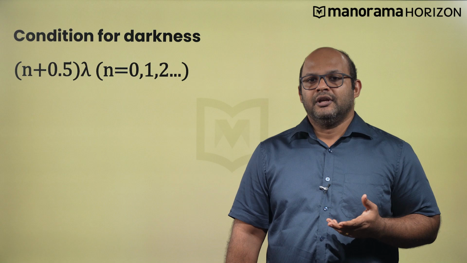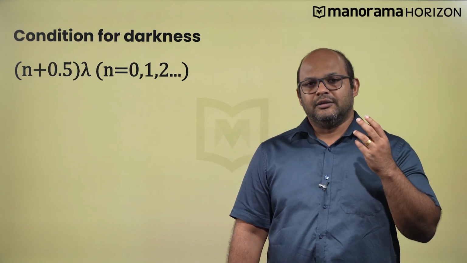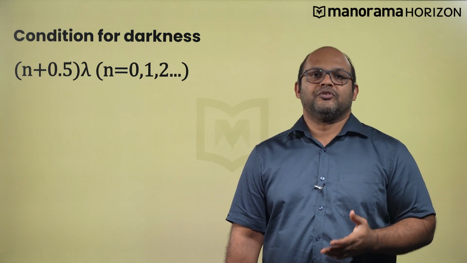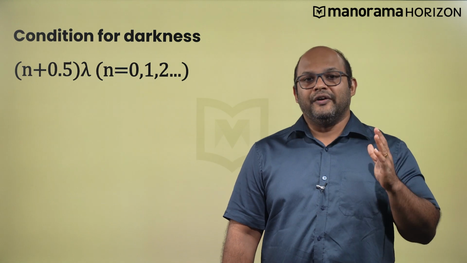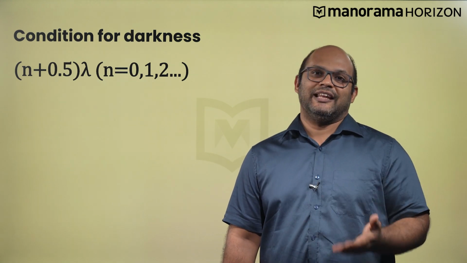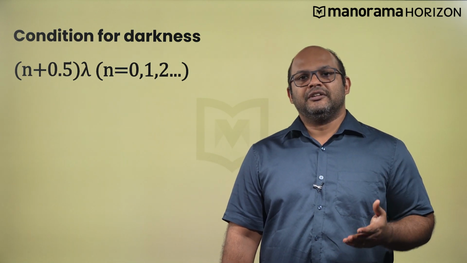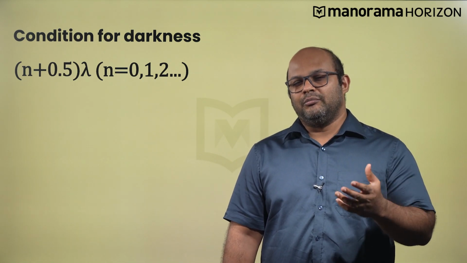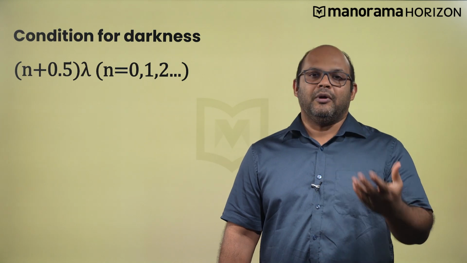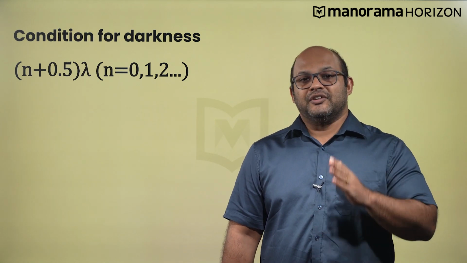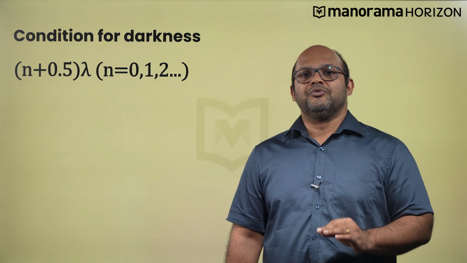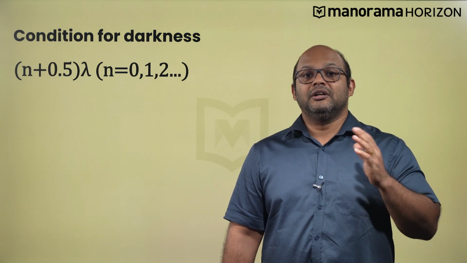What is the condition for darkness? The condition for darkness is that the path length between these two sources has to be equal to n plus 0.5 times lambda, where n is some whole number. So, if the difference between the two paths is equal to some whole number plus 0.5 multiplied by lambda, in that case, at that particular point, we will observe zero intensity or darkness.